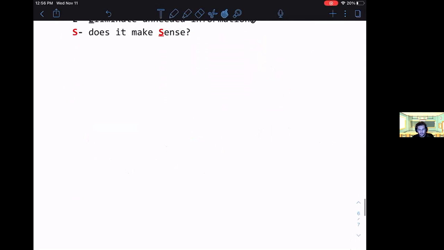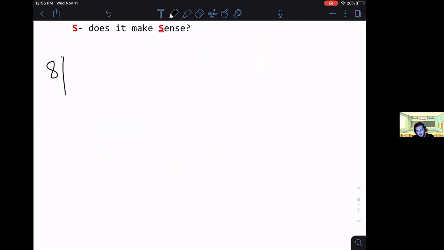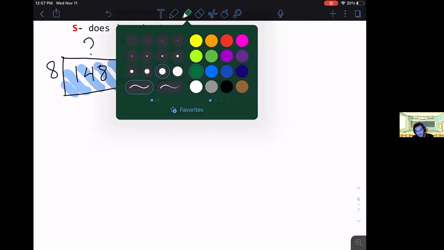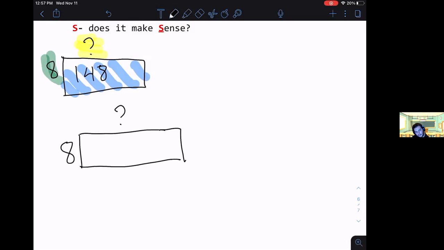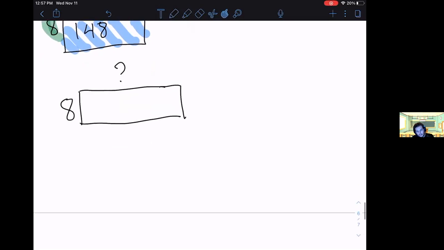Let's go ahead and do the area model now. We know 8 is going to be out there. We know the whole is 148, and we know we're solving for the question mark. Let's color code that. Blue is our whole. Dark green is our divisor. Yellow is what we're looking for. So now we've made our reference model. We can make our real model. So we have 8, question mark, and now we have to figure it out.